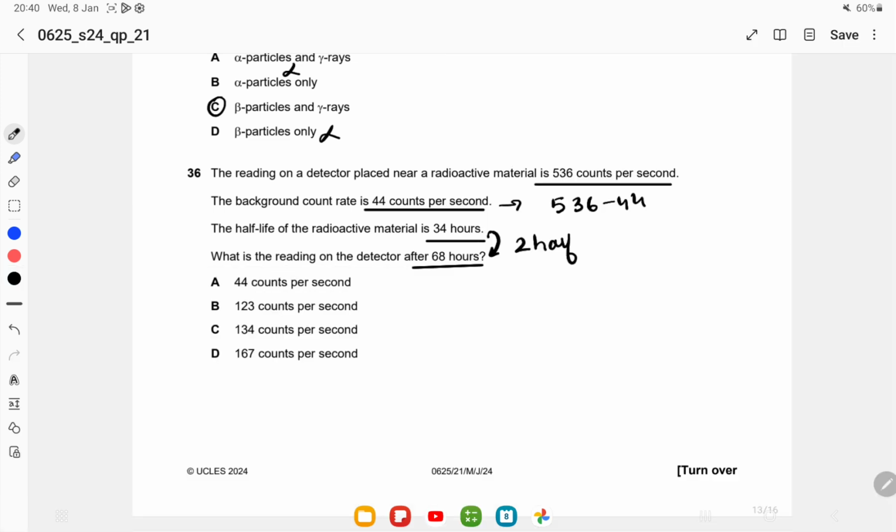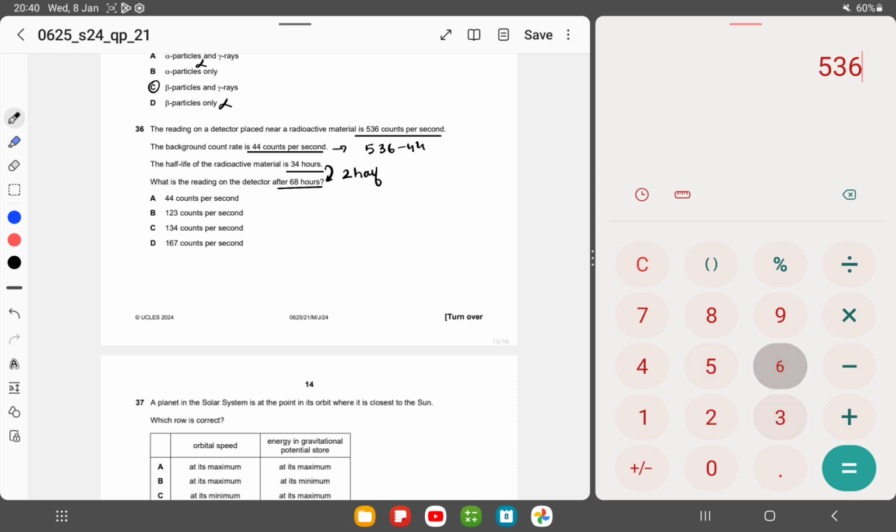So 536 minus 44. This is my original count only due to the sample, which is 492. This I divide by 2. This is my 1 half-life. I divide by 2 again, which means after 2 half-lives, my count due to the sample becomes 123.